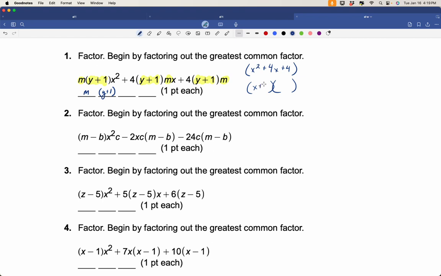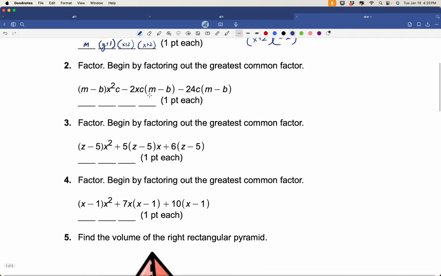X plus 2, x plus 2. Because x times x is x squared, x times 2 is 2x, 2 times x is 2x, 2x plus 2x is 4x, and 2 times 2 is 4. So this would be x plus 2, x plus 2, right there.